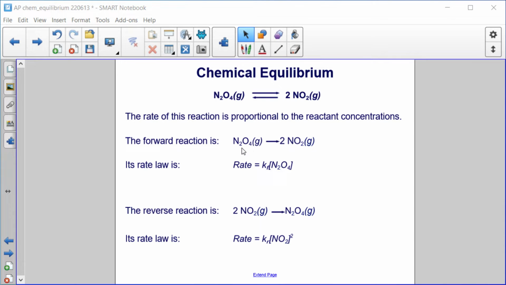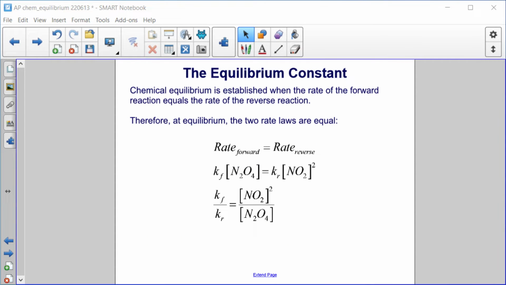The forward reaction I've isolated here, and its rate is equal to k, the rate constant of the forward reaction, times the concentration of N2O4. Here's the reverse reaction, and its rate law is k, the rate constant of the reverse reaction, times the concentration of NO2 squared. So we need to take those rate laws that we discussed in the previous slide and derive what's known as the equilibrium constant.